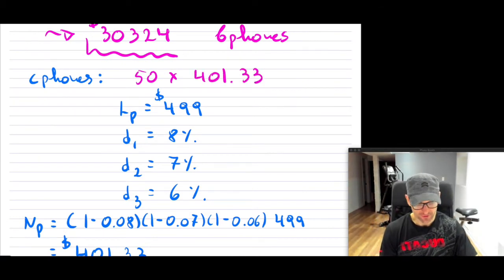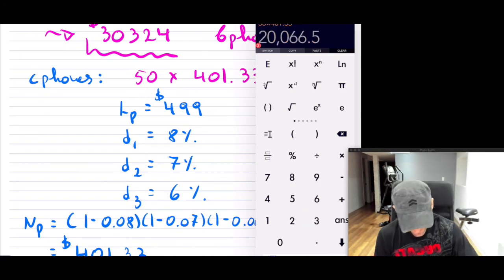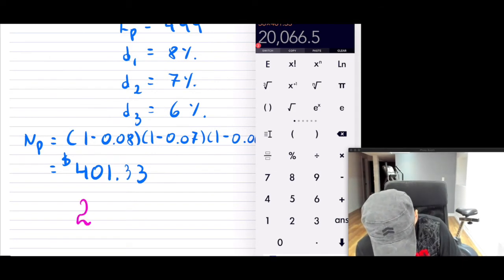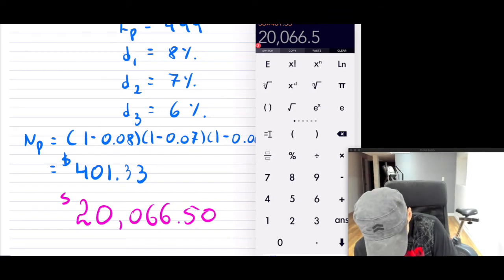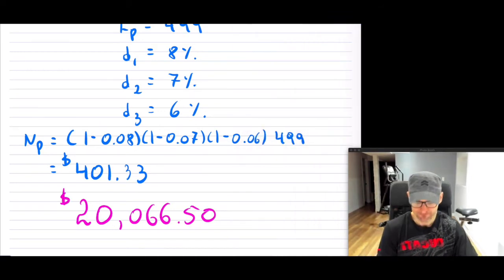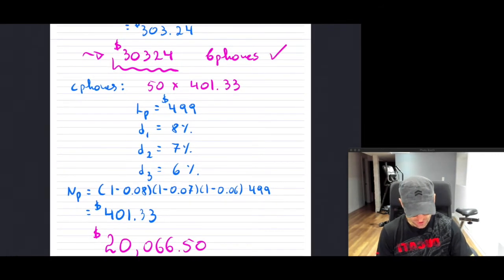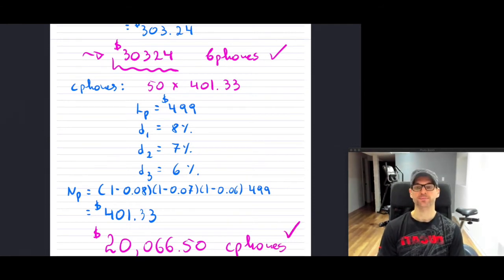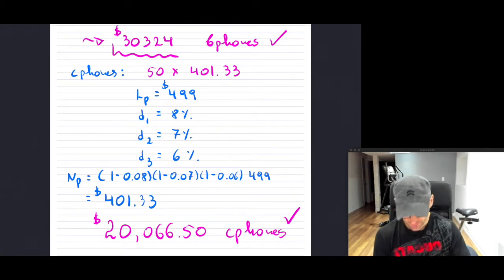That's what we have. So if we do that, 50 times 401.33, that would give me the payment or the bill for that. So now I have 2 of those. So here is my B phones. Here is C phones. Check. Those are the 2 items. We have to add them up to get our bill.